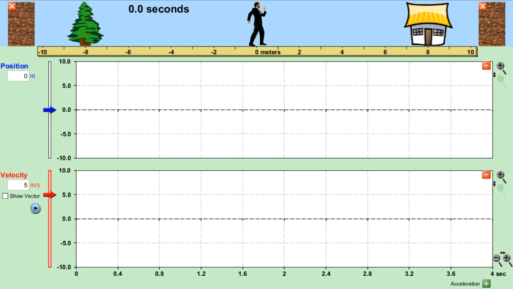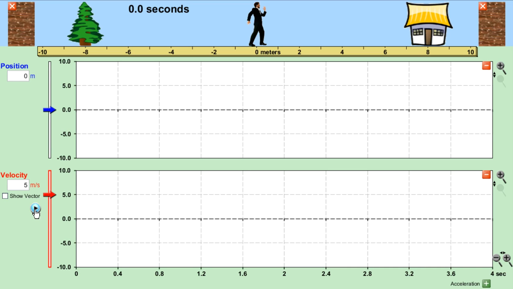So here we have a little simulation that we can use to practice some of the ideas we were talking about with distance and speed and all that kind of stuff. It's got a basic little guy up there, and he's sitting at 0 meters, a little reference point, and we can give him a speed of 5 meters per second on the side over here.